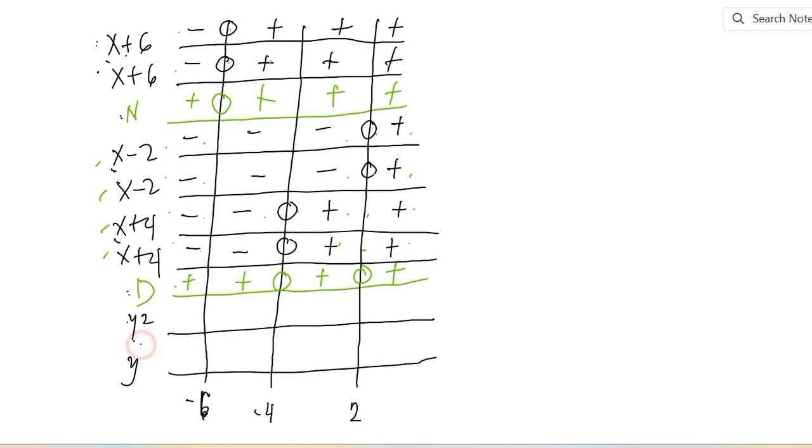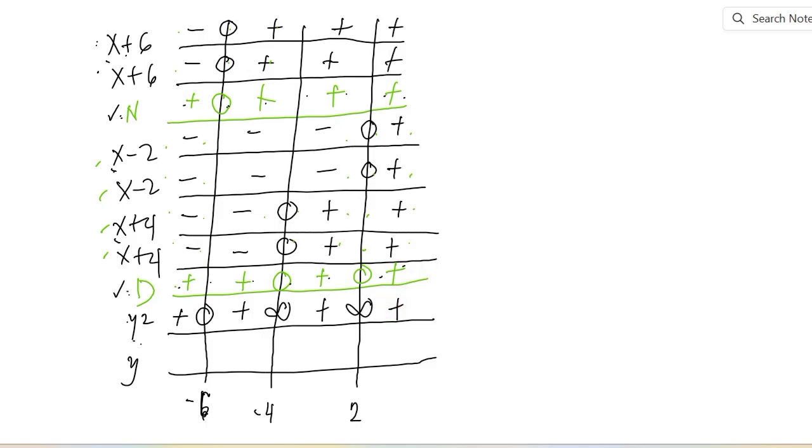For the value of the y squared, you just have your numerator divided by the denominator. So that's positive divided by positive, so it's positive. 0 divided by positive, so that's 0. Positive divided by positive is positive, and we have positive divided by 0, so that's infinity. Positive divided by positive is positive. Positive divided by 0 is infinity. Positive divided by positive is positive.